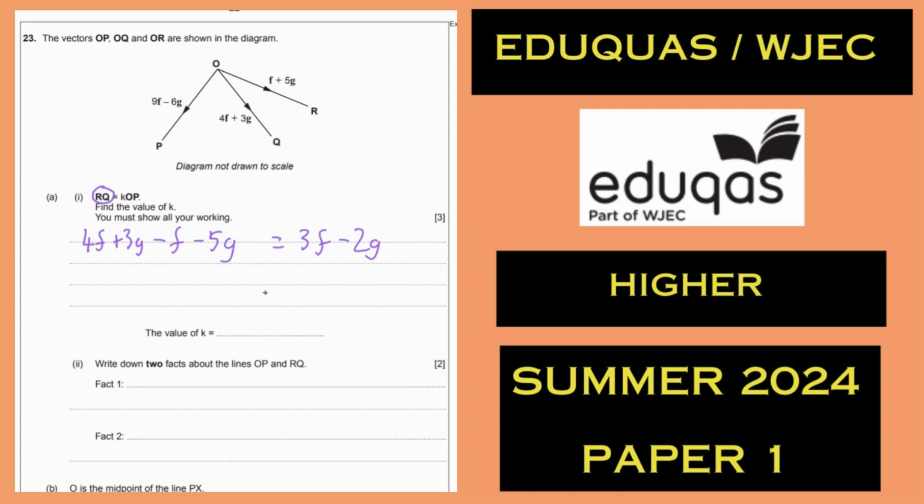Now if you compare them, RQ equals something times this. How do we times and they get smaller? It's got to be a fraction. And as you can see, they're each dividing by 3. The fraction is a third.